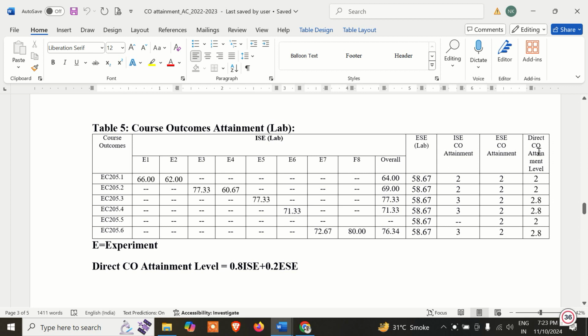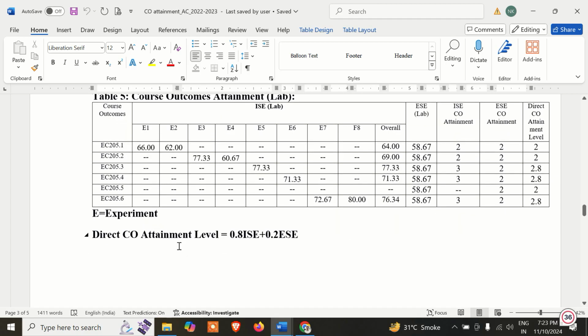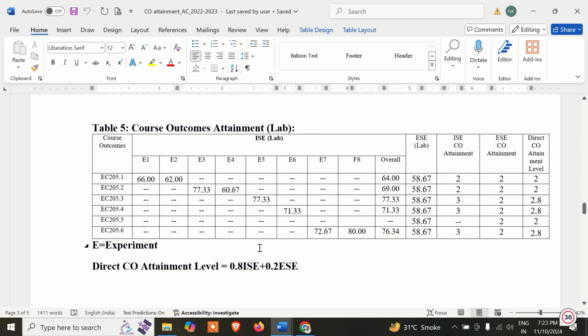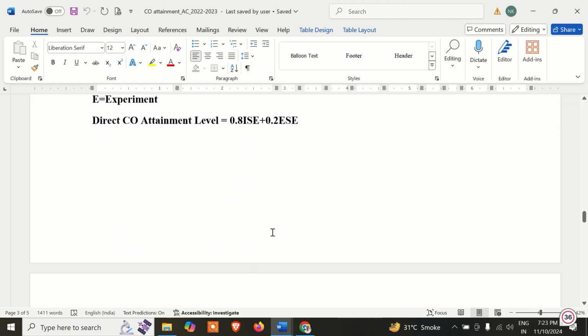However, before filling the direct CO attainment for the laboratory course, the weightage given for ISC is 80%, the weightage given for ESC is 20%. That's how they contribute to the direct CO attainment for the laboratory course.